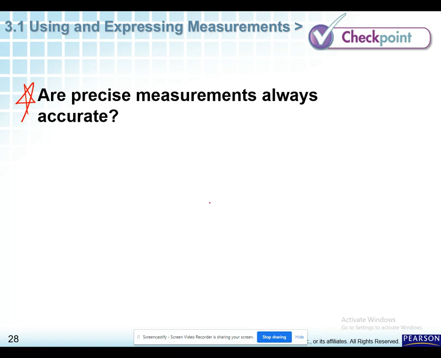Another example is I can have a clock, and my clock always runs 5 minutes late. So even though it always is precise and consistent and runs 5 minutes late, it's never going to be accurate because it's not running the correct time.